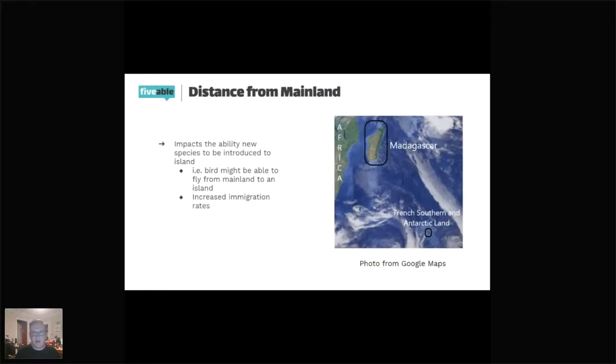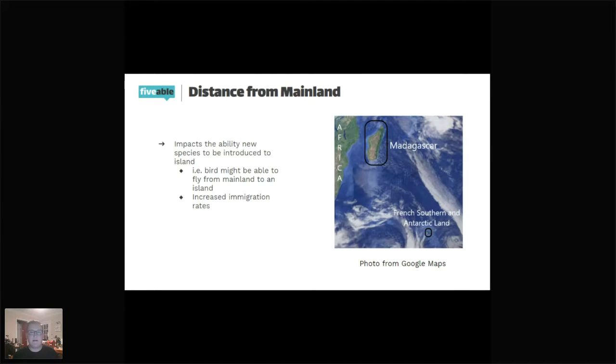All right, so the first factor we come into when discussing island biogeography is distance from mainland. The reason why we focus on this one a lot is because it affects how new species are going to get to said island. The way I like to think of it is with birds, because that's just how I understood it. A bird might fly from Africa to Madagascar, but the probability of a bird flying from Africa to the French Southern and Antarctic lands, which is some random island out here, is very low.